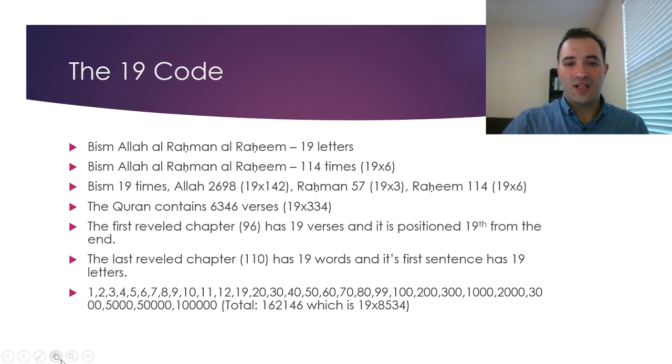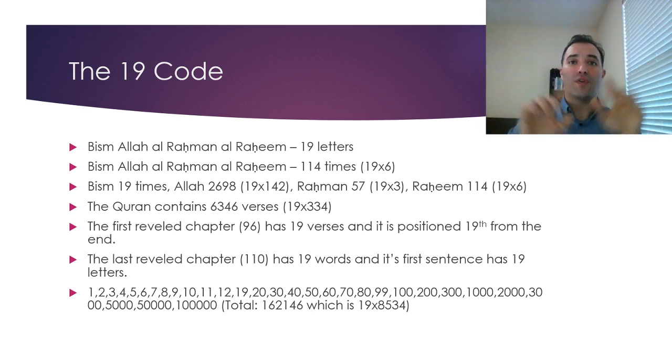Okay. So, in the Quran, you have different numbers. For example, number of days, number of persons, a group of people, or percentages. There are numbers in the Quran. The whole numbers that appear in the Quran are only these: 1, 2, 3, 4, 5, 6, 7, 8, 9, 10, 11, 12, 19, 20, 30, 40, 50, 60, 70, 80, 99, 100, 200, 300, 1,000, 2,000, 3,000, 5,000, 50,000, 100,000.